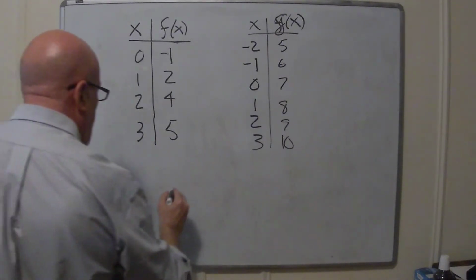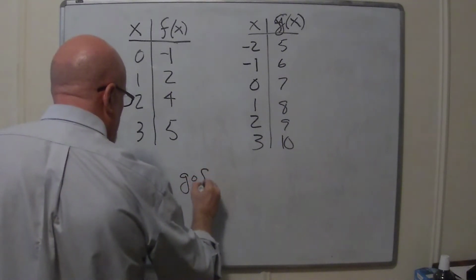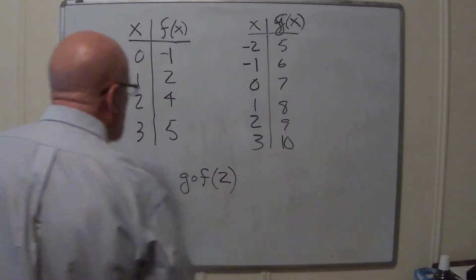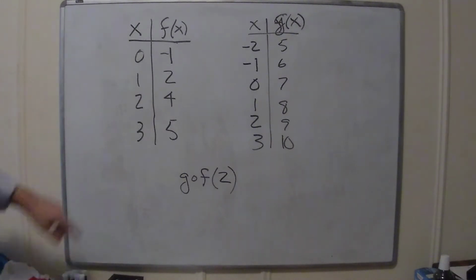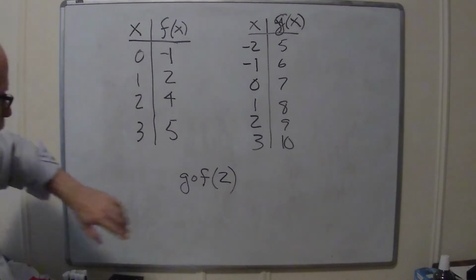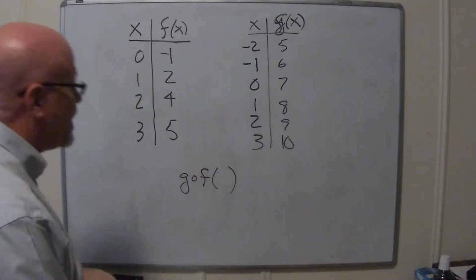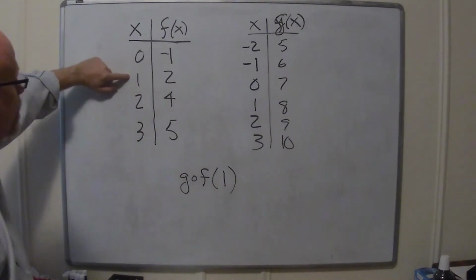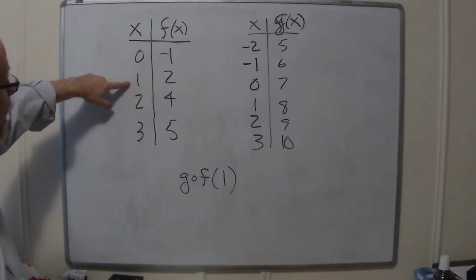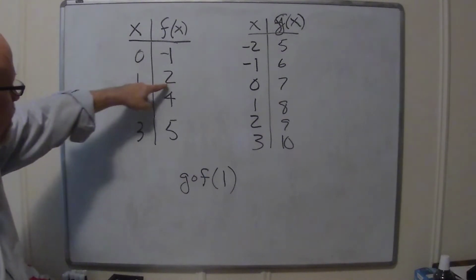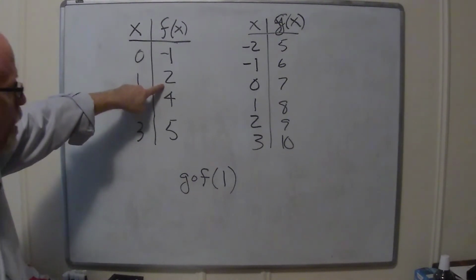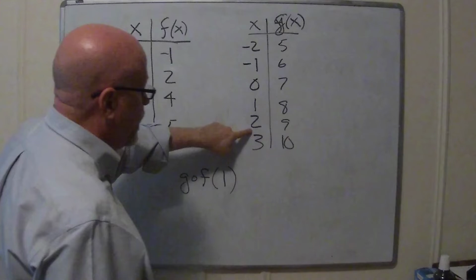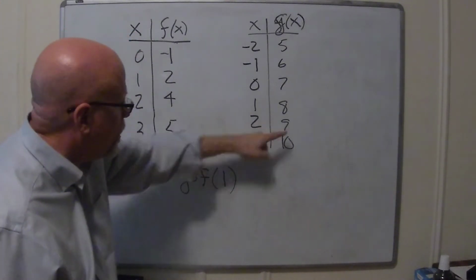All right, so what if I wanted GOF of 2? Well, sorry. Let me do one that works first, and then we'll show you one that doesn't work. How about if I did GOF of 1? So what we would do is look up what this function f does to the input 1. This was the right row. It gives us a 2. And then we'd stick 2 into this other function. We have to go down its table until we find the 2, and then we look across from it and we get 9.